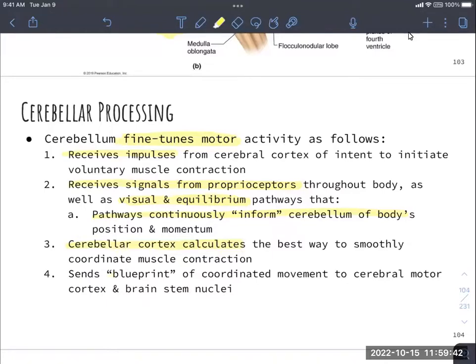So then it sends out that information on what to do. It's going to send that information to the cerebral motor cortex, sorry, and then to the different brainstem nuclei. So your cerebellum does the main processing, putting everything together to form that movement.